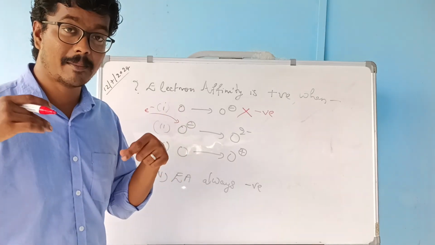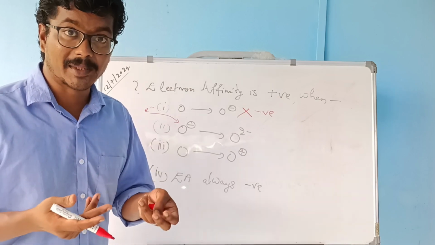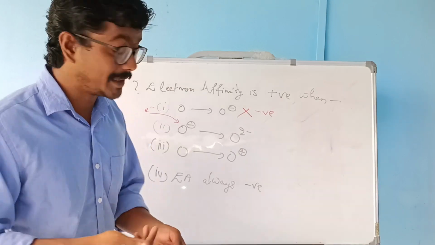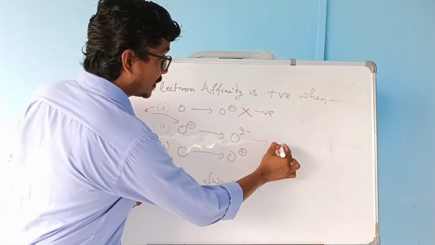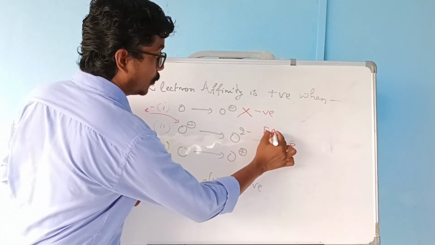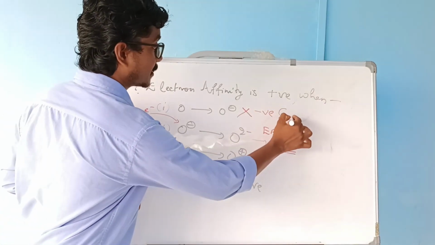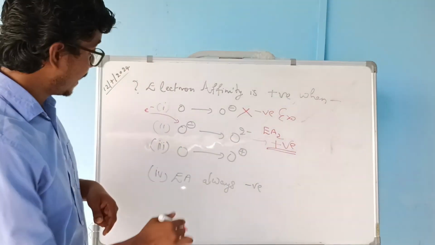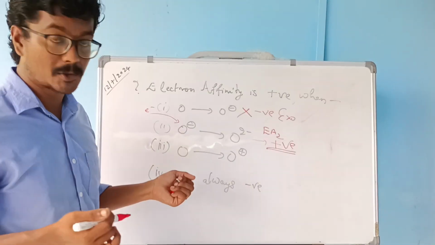So what is the process thermodynamically? Endothermic, so we have to apply energy. Here the electron affinity, EA2, is positive in nature, endothermic. The first one is exo, this is endo, and this is positive, right? We have to check the other two options also.